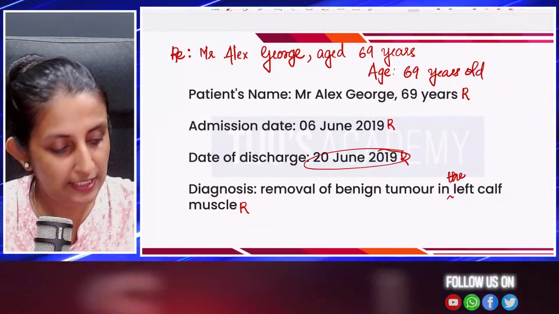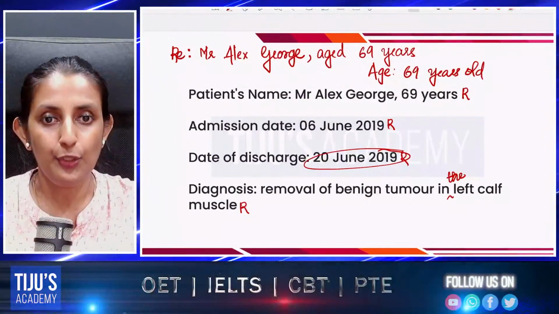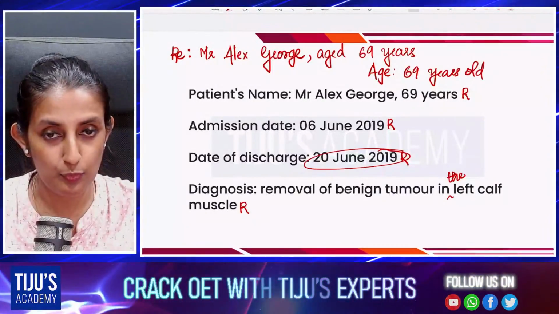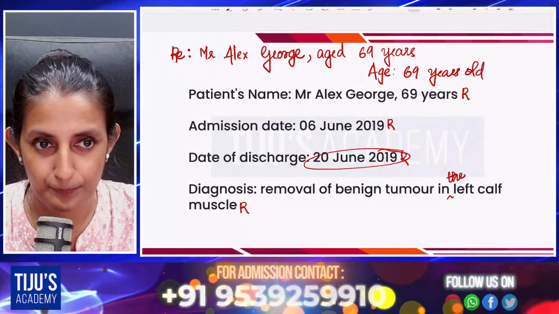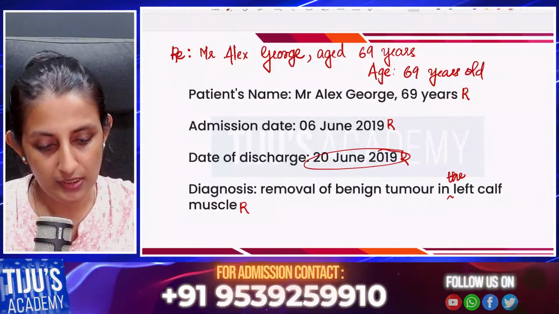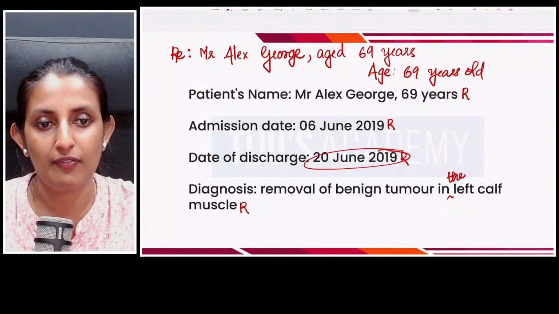Right eye, left eye: if you want to talk about one of them, you have to write the definite article "the" there. So: he is recovering after removal of benign tumor in the left calf muscle. Then you can simply write this sentence.